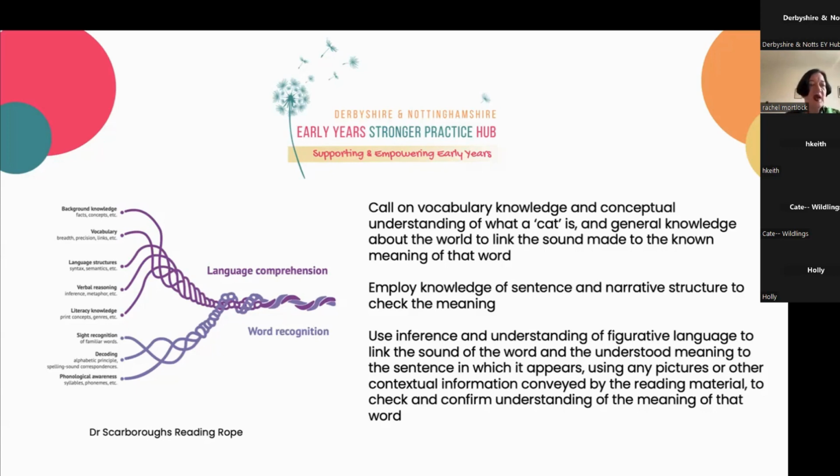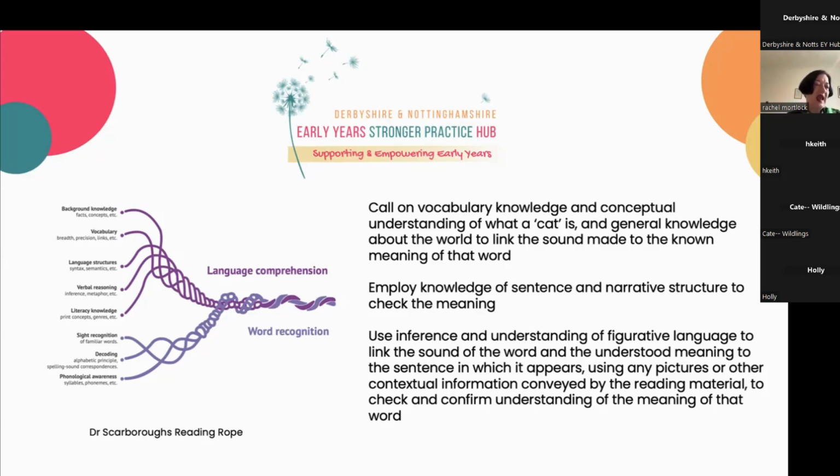writers. So if we're looking at language comprehension, children need to have that background knowledge. They need to have the vocabulary, that breadth of vocabulary, and they need to be able to make links. They need to understand language and how it fits together, so they need to understand sentence structures and expression. They need to develop verbal reasoning and inference, and they need literacy knowledge and to understand print concepts, starting with that print carries meaning.